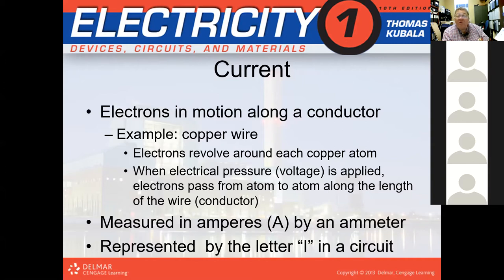And when voltage is applied, like at a power plant where they generate electricity, then electrons are forced to pass through the conductor, through the power lines, through your wiring in a building and in your machinery. So the electrons are forced to pass along the length of the wire as it's pushed by Progress Energy, by Duke, as it pushes through, by voltage. Voltage is the pressure that pushes. And current is measured in amperes by an ammeter.